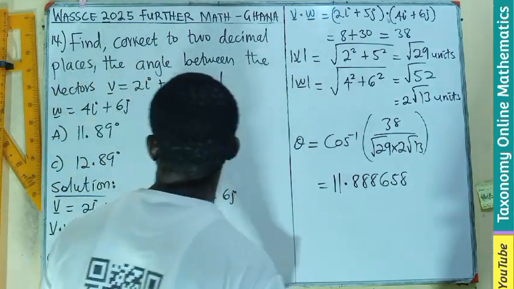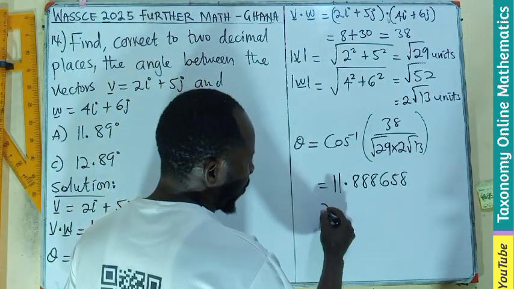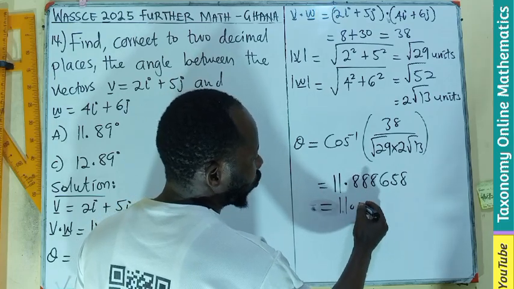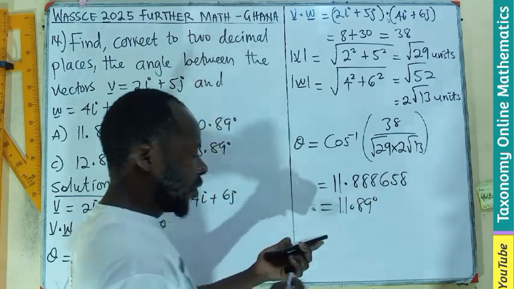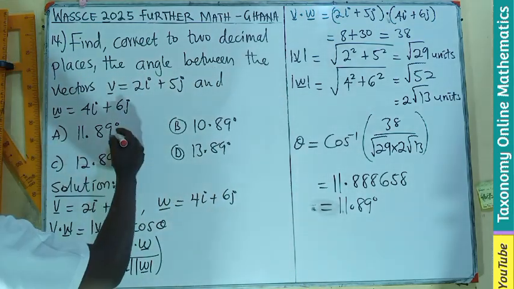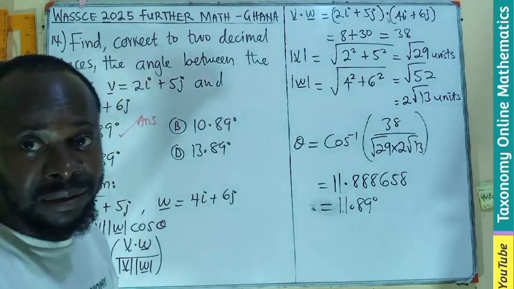But the options are in two decimal places, so I'm going to have 11.89 degrees as the option that best fits that. And I think we can boldly pick option A. I guess well understood.